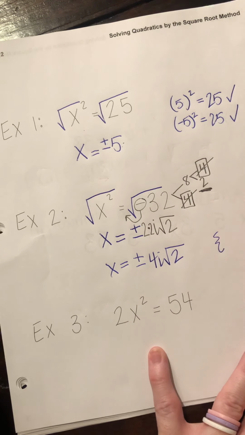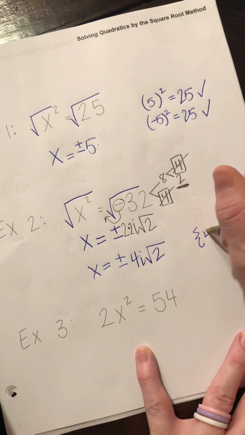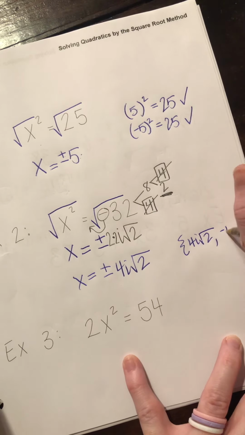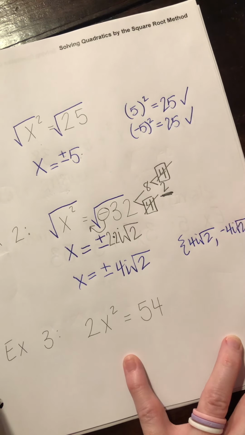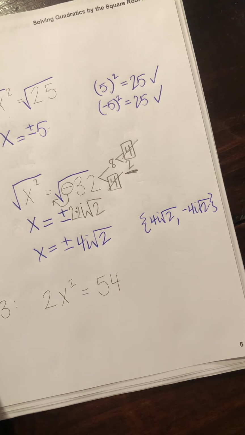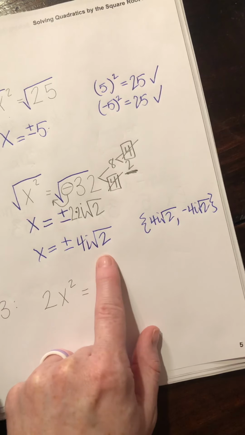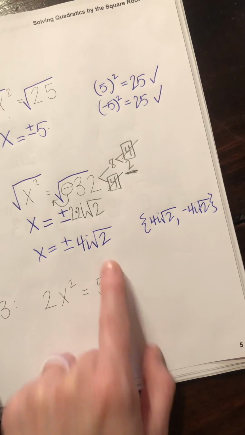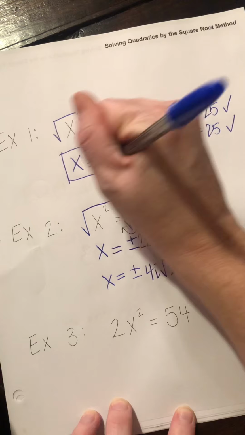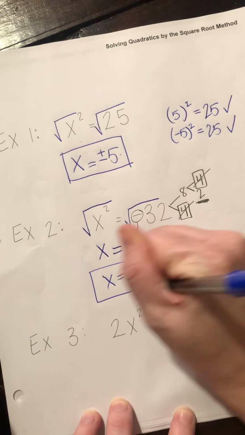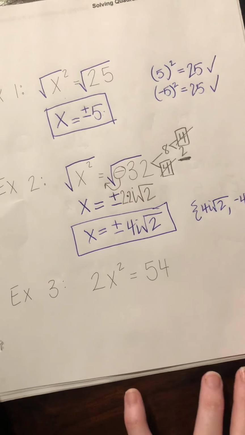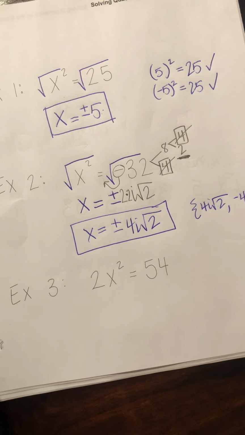So if I were to write this out as a solution set, I could say 4i root 2 and negative 4i root 2. But I really want to avoid having to write it multiple ways. So I'm going to simplify it by sticking with this, okay? So I'm going to come right here, and I'm going to put a box around my final answers. Okay? All right, look at example number 3.